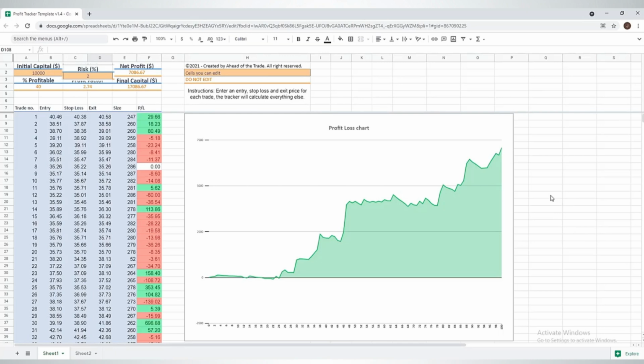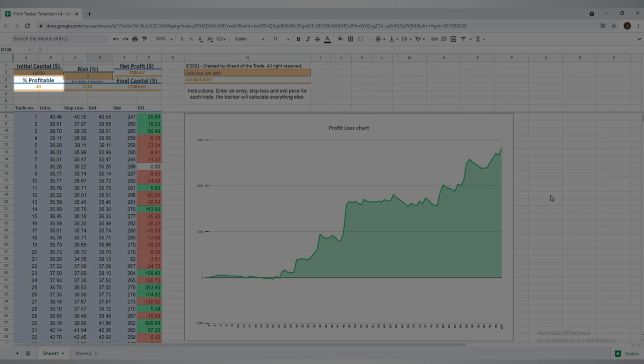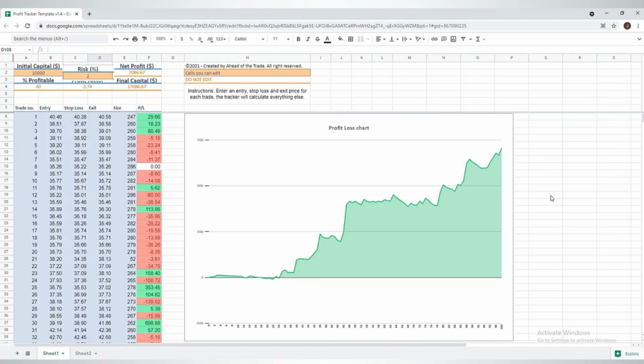Now that we have come to the end of our 100 trades, our backtest is complete and we can analyze the results. As you can see, we have a win rate of 40% and a profit factor of 2.74 trading this strategy. We have made 70% profit on our initial balance. Our current account balance is now at $17,086.67. For comparison, if we had performed a simple buy and hold strategy over the same time period, we would have realized a 51% profit.